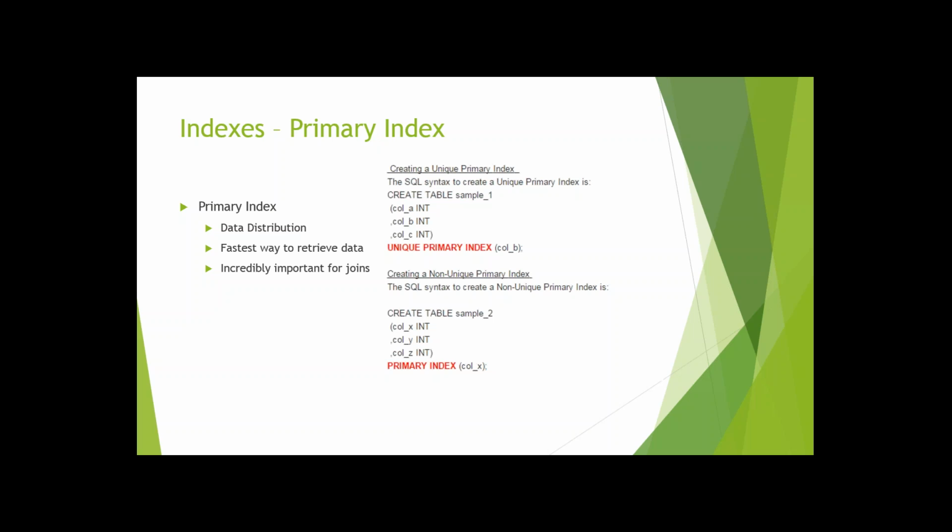We will look at how the data is being stored in the coming slides. But as of now, let's say that primary index is used for data distribution. It's the fastest way to retrieve the data. So if you use, in our example, employee number equals 1 or employee number equals 2, that's the fastest way, rather than using select star from employee table where name is equal to Dinesh, because name is not a primary index. And it is important for joins as well. We're going to look at an example of this too.